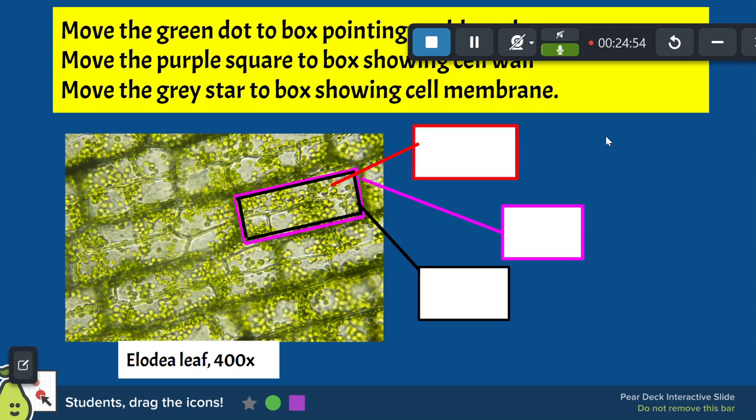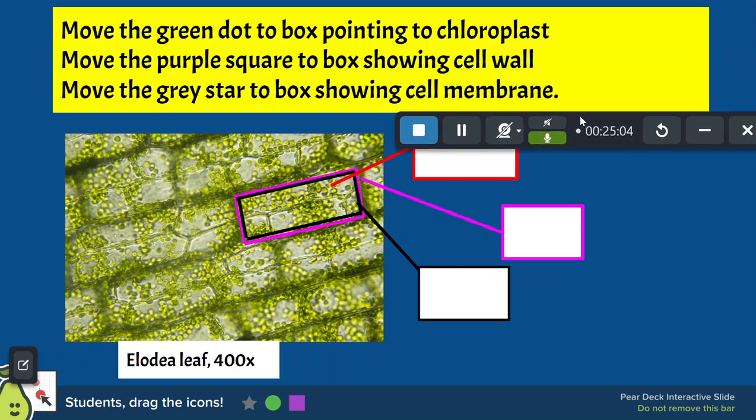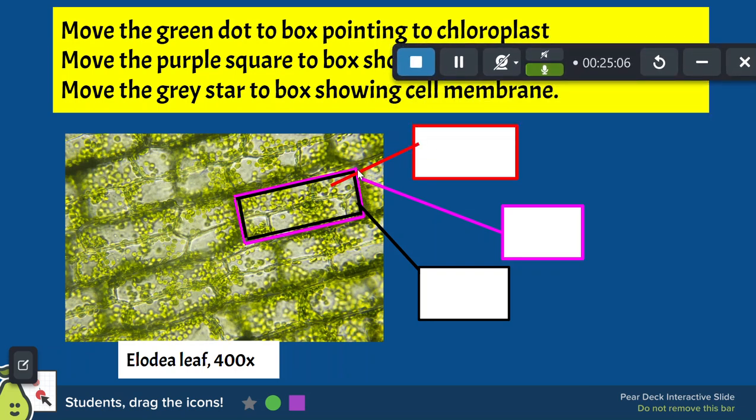Get all my boxes showing up here. So this is a chloroplast right here. I want the chloroplast, the cell wall, and the cell membrane. So this is our chloroplast. One of the green discs goes right in here.